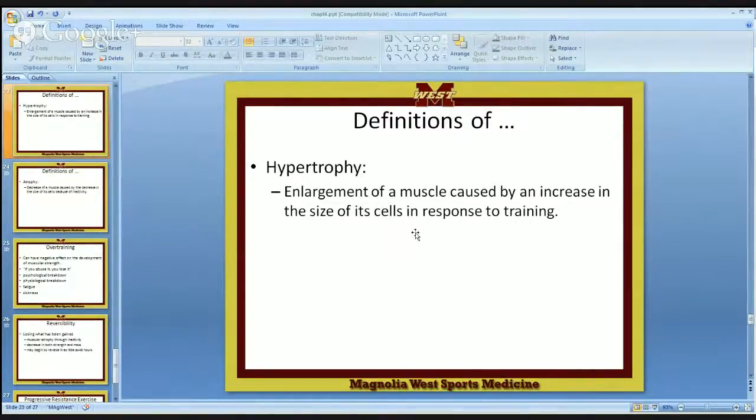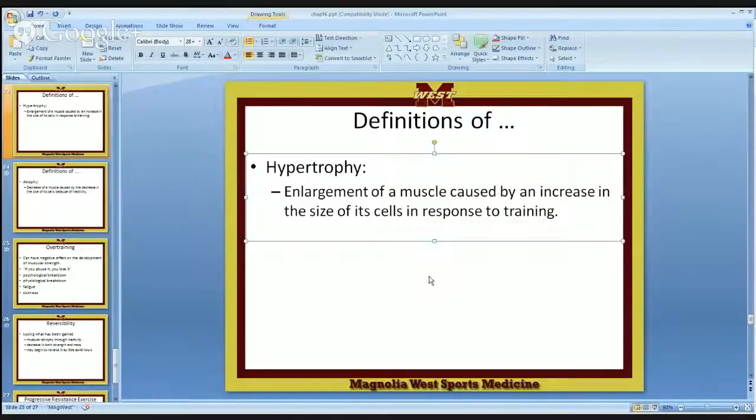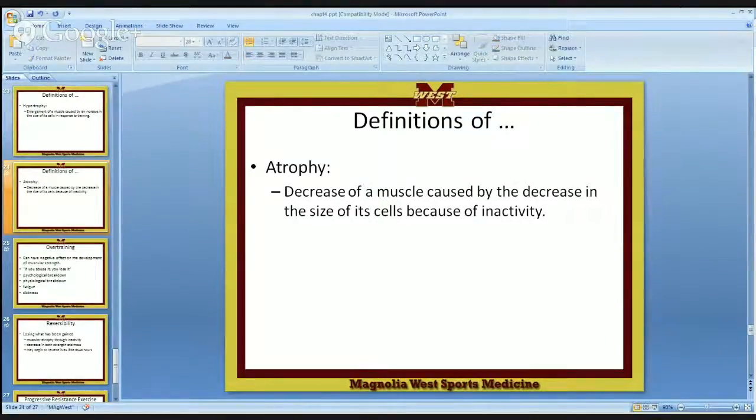Slide 23 talks about hypertrophy. Hypertrophy is the enlargement of muscle caused by an increase in cells in response to training. So know your definition on 23. Also know it on 24, which is atrophy: a decrease of muscle caused by a decrease in the size of the cells because of inactivity. I see 2 questions on that information.